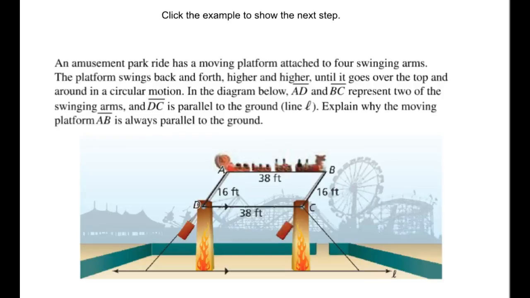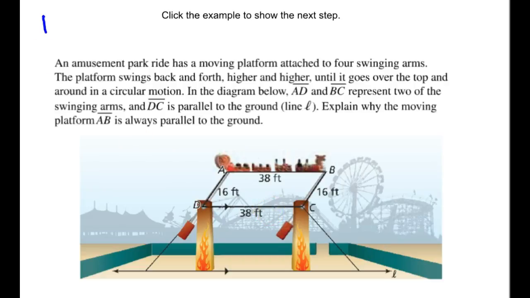Okay, so here is example number 1. Here we're going to be identifying a parallelogram. So an amusement park ride has a moving platform attached to 4 swinging arms. The platform swings back and forth higher and higher until it goes over the top around in a circular motion. In the diagram below, AD and BC represent 2 of the swinging arms, and DC is parallel to the ground. So here we go right here. Explain why the moving platform AB is always parallel to the ground.